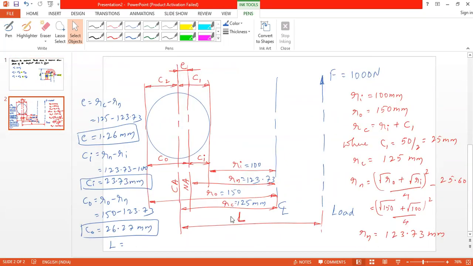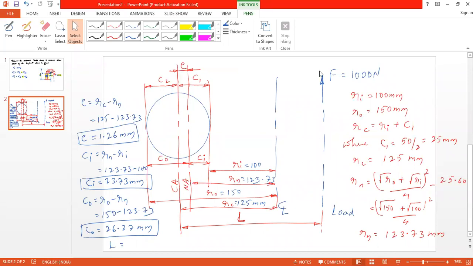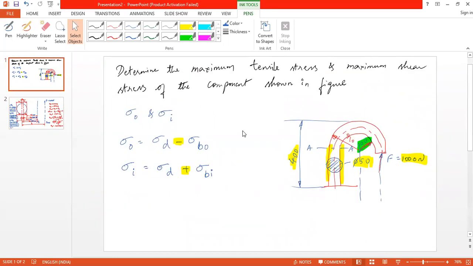See, what is L? What is L? It is the distance between the load and the central axis. So the central axis is here and the load axis is here. If you look at this figure, it is just the distance between this load line and the central axis. What is this distance? 25, 100, 20.